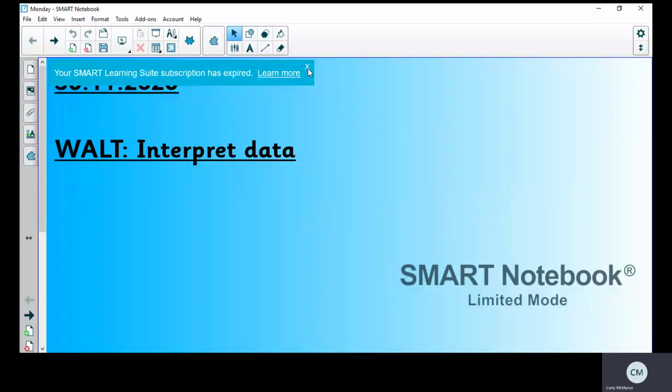So I've tried to keep the structure of the lessons similar. You'll have to excuse this black line on the screen. My laptop's a bit broken. So today we're going to interpret data. I have done a mental maths for you.